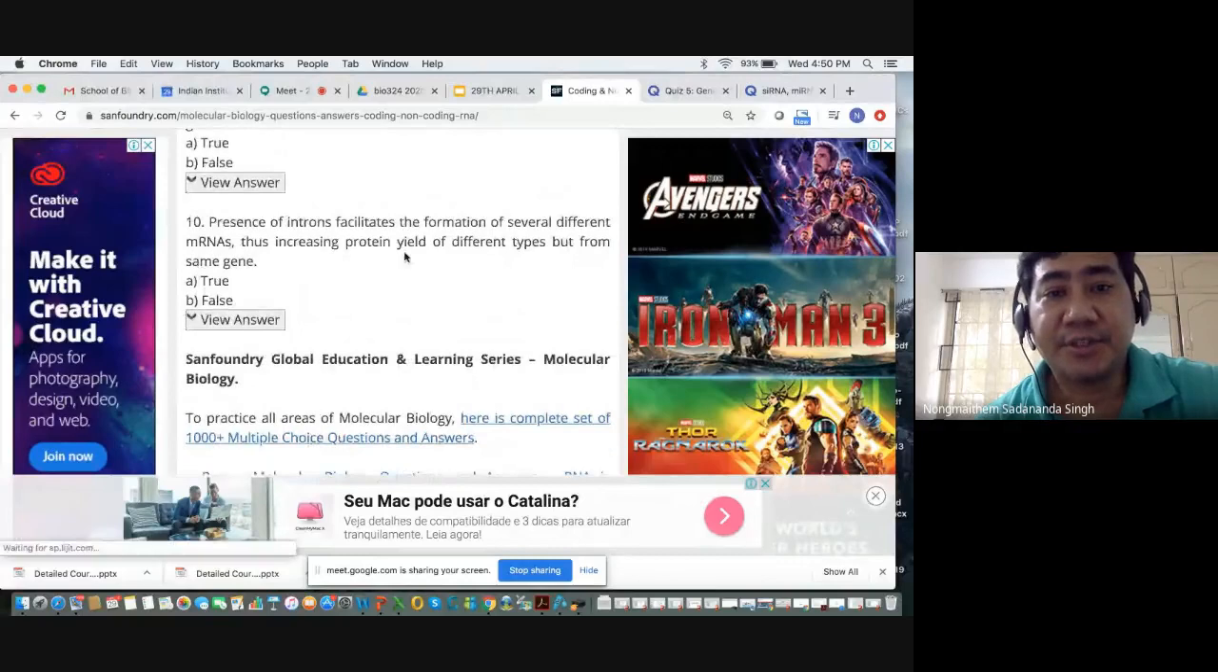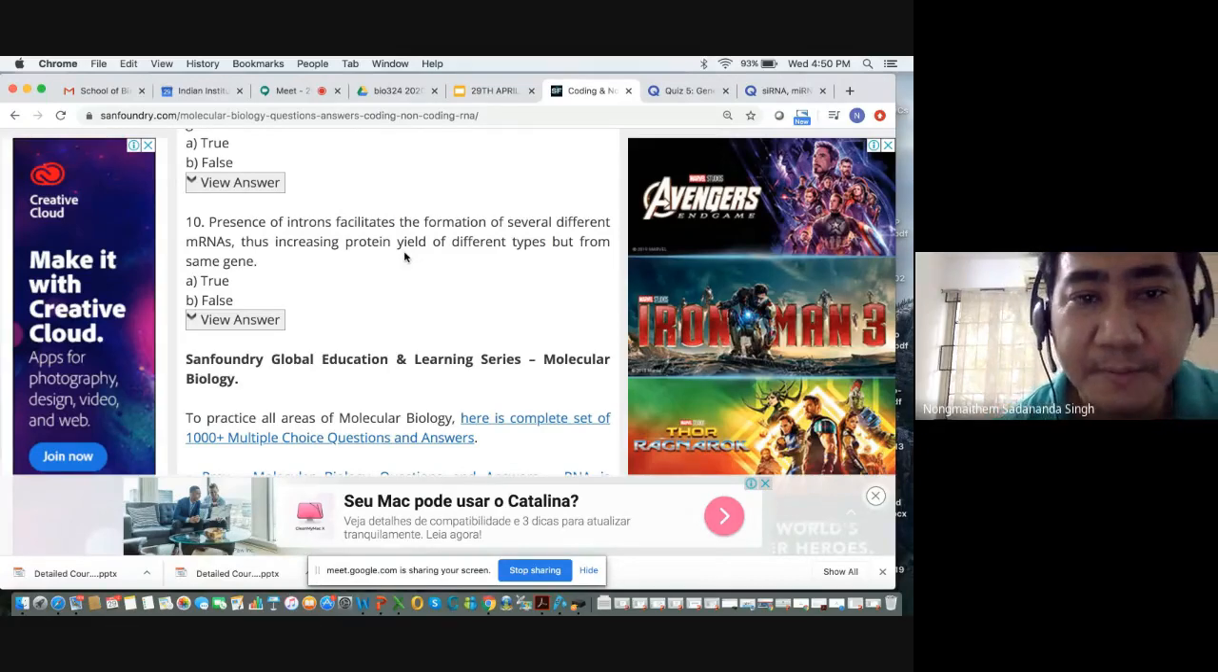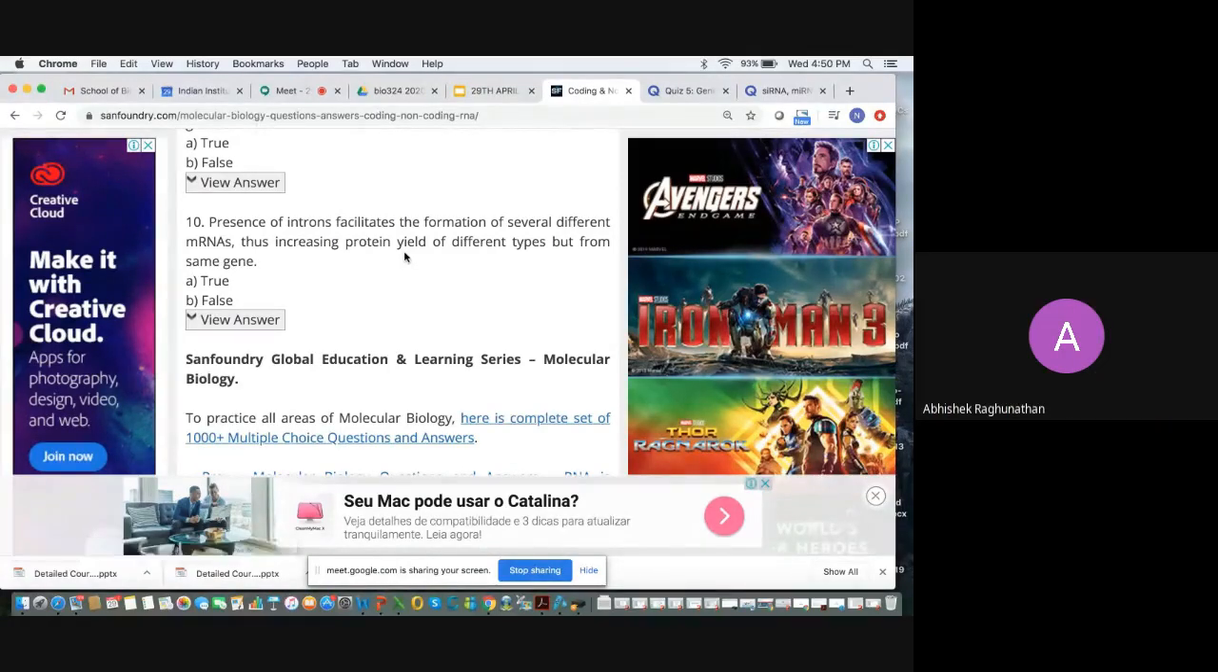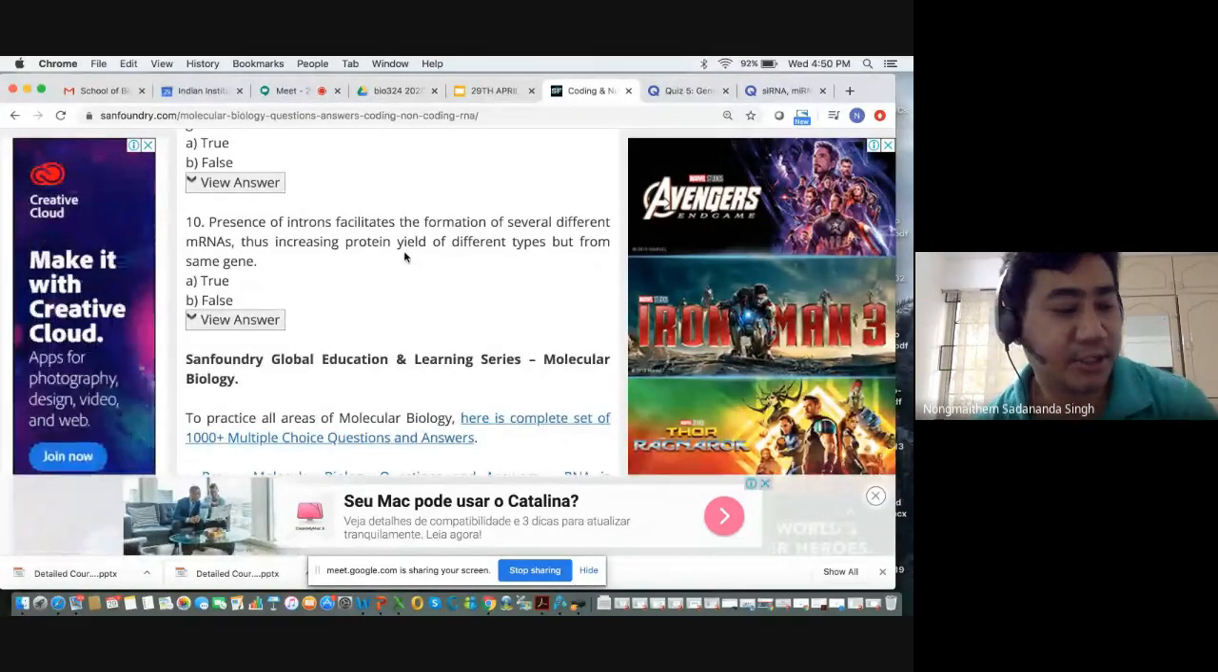Presence of introns facilitates the formation of several different mRNAs, thus increasing protein yield of different types from the same gene. True or false? True, correct. So alternate splicing allows different proteins to be synthesized from the same gene, correct?